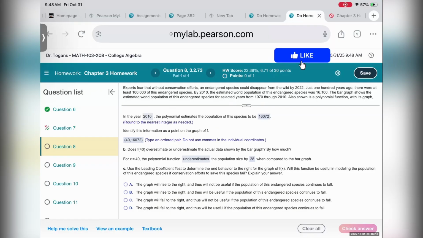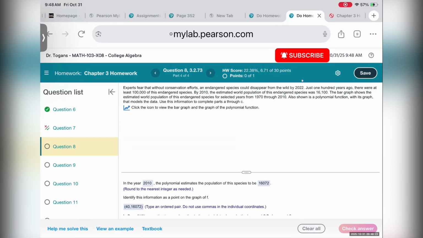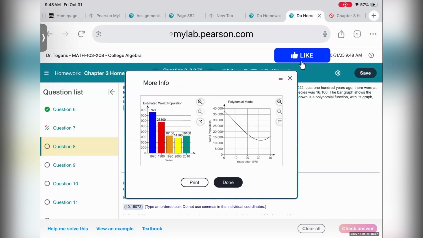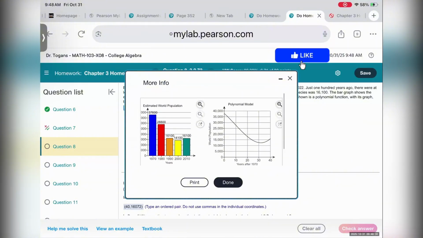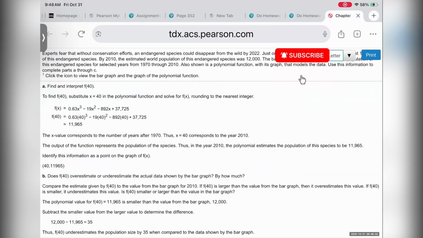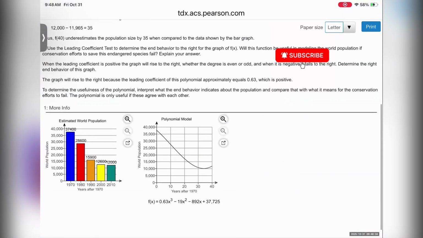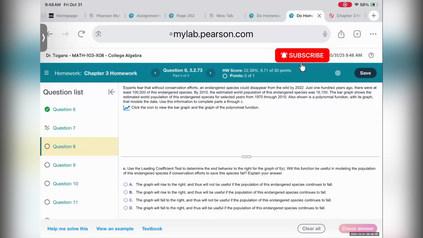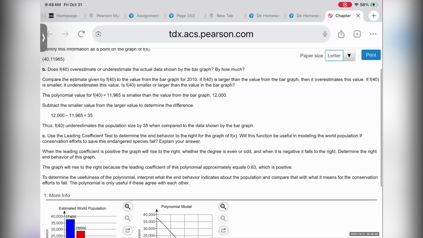Will it fall to the right or to the left? Well, hold on. What is the polynomial again? Is it a cube? You know what? Get it from the example. It should be the same exact one as the example. Rise to the right. Because rise to the right.